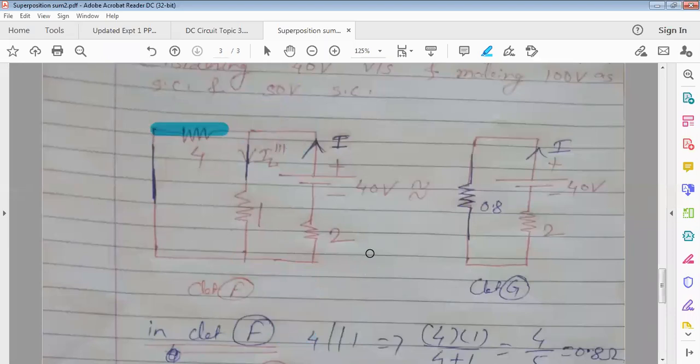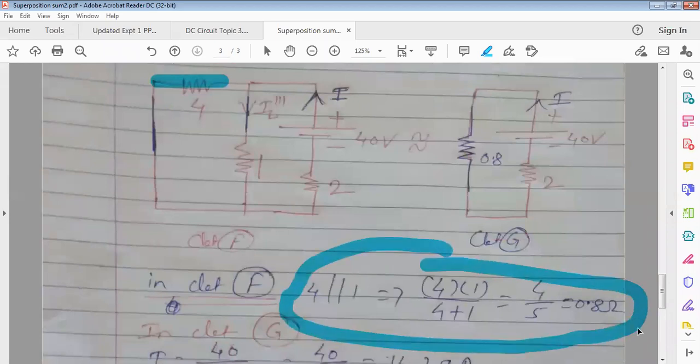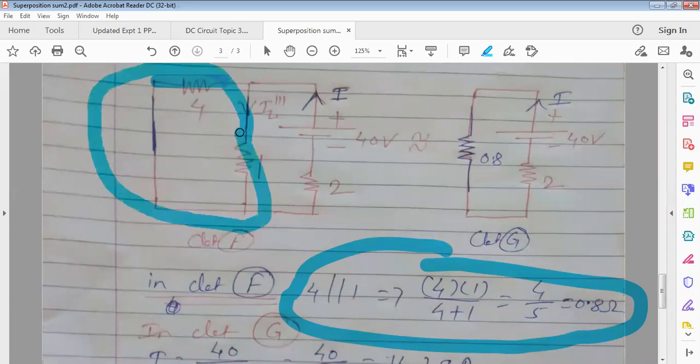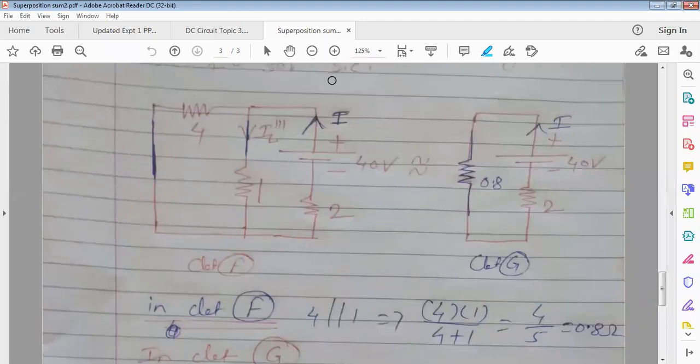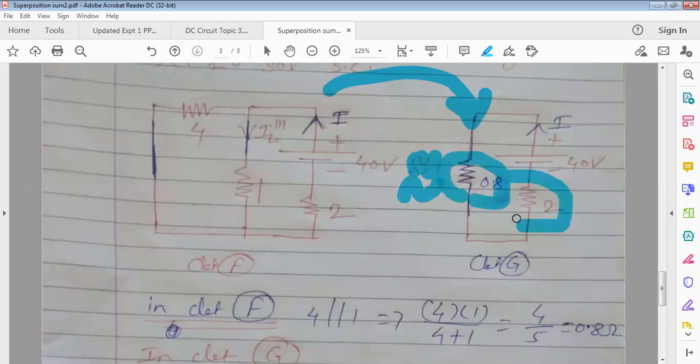So 4 into 1 divided by 4 plus 1 is 0.8. So that 0.8 resultant of these two will be in series or in parallel with the 2 ohm? In series, right? In series. Okay, so see here, this sign is the equivalent circuit sign. Whenever you simplify a circuit and draw the next one, please represent it like this with the equivalent circuit sign. Okay, so 4 and 1 in parallel give 0.8, and it will be in series with 2 ohm.